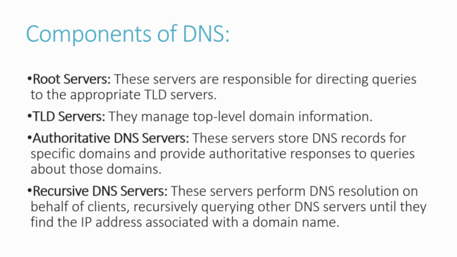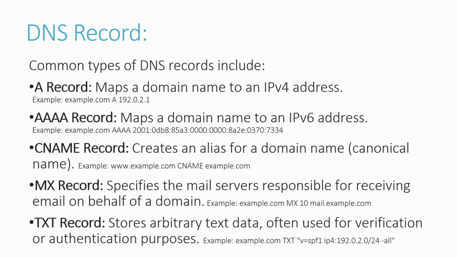Now we will talk about different types of DNS records. Common types of DNS records include A record. Here A is not an article, it is the type of record, so please be careful. This type of record maps a domain name to an IPv4 address. This is the most common DNS record.